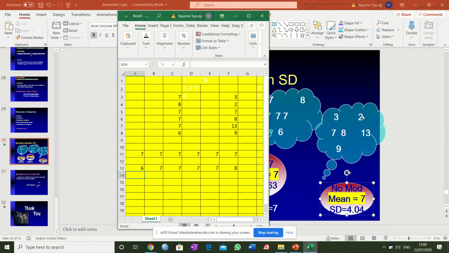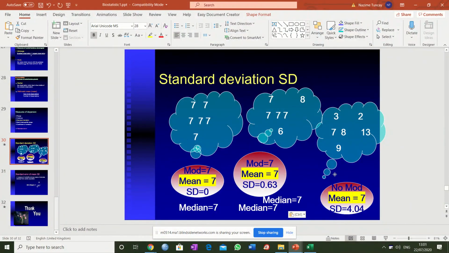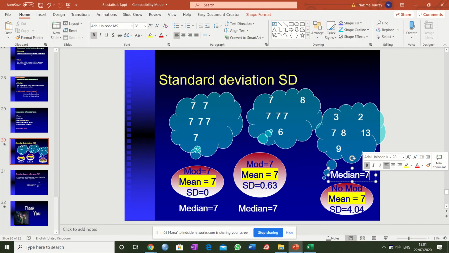The smallest ones are 2, 3. I have 2, 3, and I have 7, 8, 9 and 13. Here again the middle. Is it right? 2, 3, 7, 8, 9, 13. Good. So I add these two, 7 plus 8, and divide by 2. So it is 7.5. So the median here, I didn't write median. So the median is 7.5.